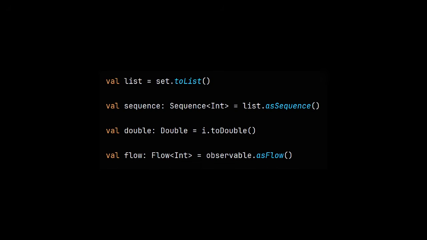Conversion methods. We often convert from one type to another. You might convert from set to list to sequence, from Int to Double, from RxJava Observable to Flow, etc. For all these, the standard way is to use conversion methods. Conversion methods are methods used to convert from one type to another. They are typically named toType or asType, and they are the standard way to convert between types, when a simple one-to-one conversion is possible. The to prefix means that we are actually creating a new object of another type.